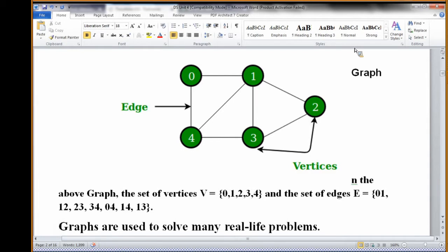That's why in computer networks there are so many paths to reach from 0 to 3. For example, if data wants to transfer from 0 to 3, there are so many paths: 0, 1, 3, 0, 1, 2, 3, 0, 4, 3, and 0, 4, 1, 3. There are so many ways. That's why there is a shortest path algorithm, for finding the shortest path.